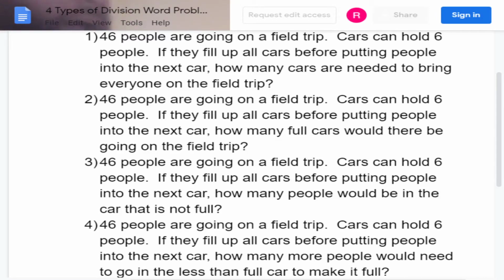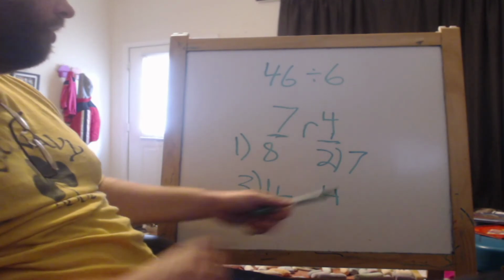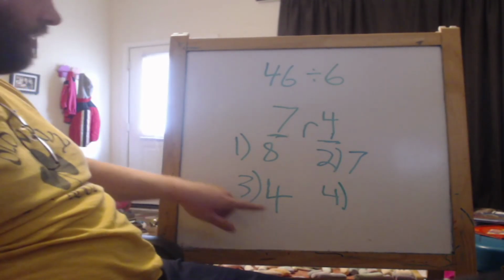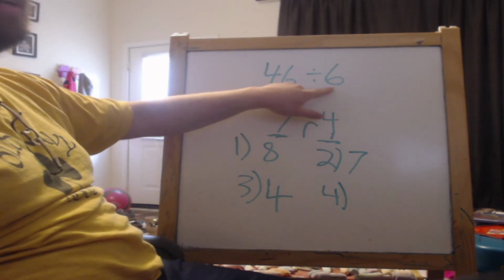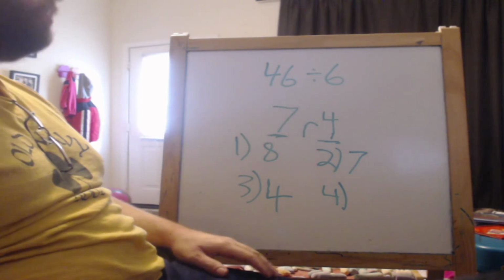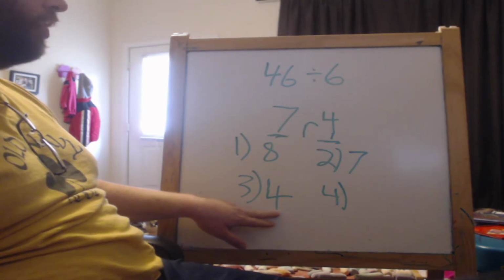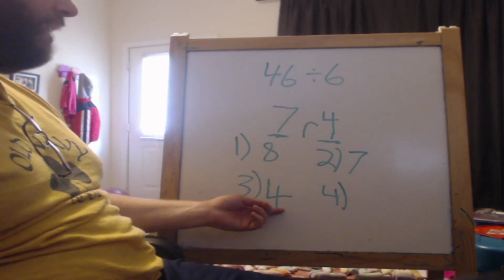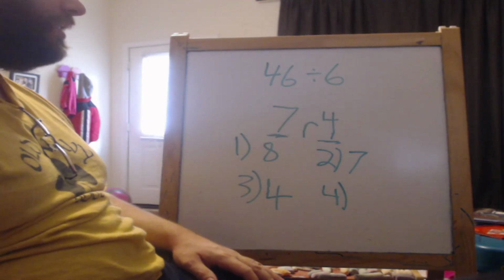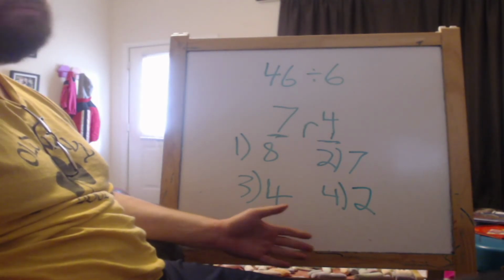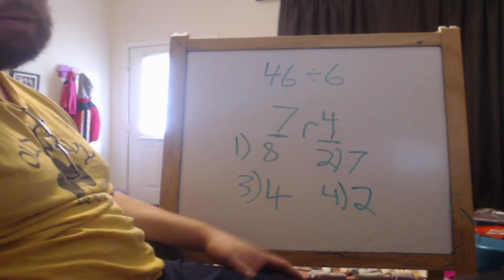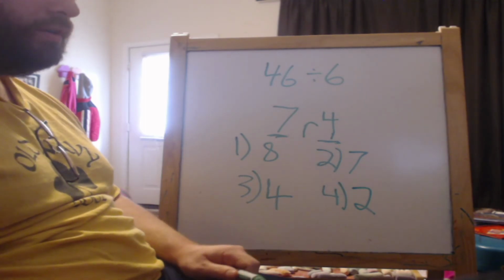Now 4. It says how many more people would need to go in the less than full car to make it full. So we know that there are 4 people in the less than full car, right? And how many people fit in a car? 6. So to make the less than full car full, how many would we have to add to 4 to make 6? The answer is just 2, right? Because if there are 6 spots in a car, there are 4 people in it, we just need 2 more to make it full.